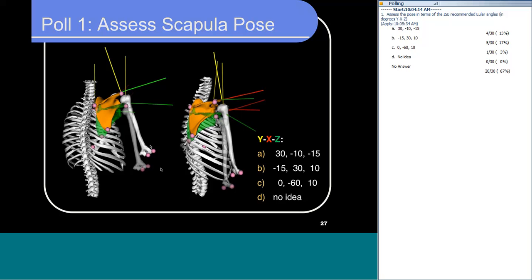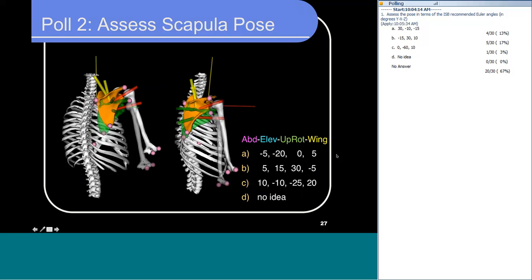Okay, so now let's take a look at the second exercise. For this one, we would like you to do the exact same exercise, but now using the internal coordinates of the presented shoulder model: abduction, elevation, upward rotation, and winging. Please use once again the poll window to introduce your answer in the next minute.